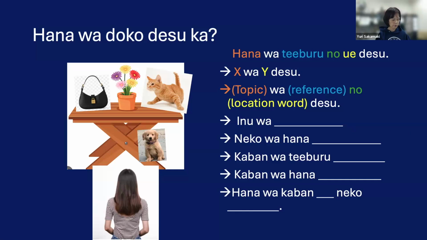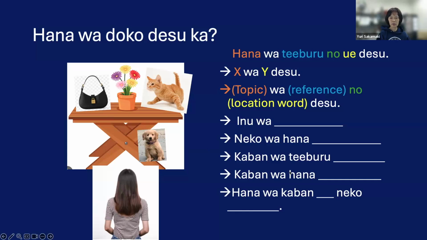Okay, so I hope you have some sentences. So this will be inu wa, and we have to use a table. So teburu no, and he's underneath. So shita. Inu wa teburu no shita desu. That will be the answer. And then for a cat, neko wa hana no, so it's to the right, so migi. Neko wa hana no migi desu. And the bag, kaban wa teburu no ue desu.